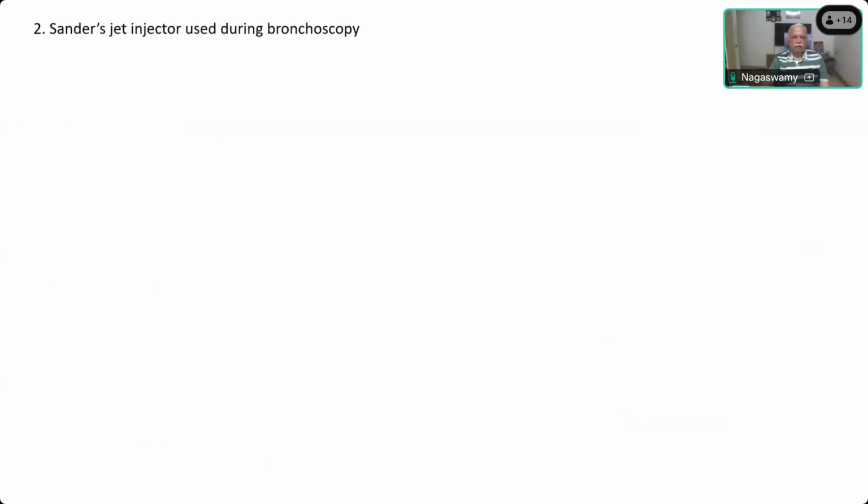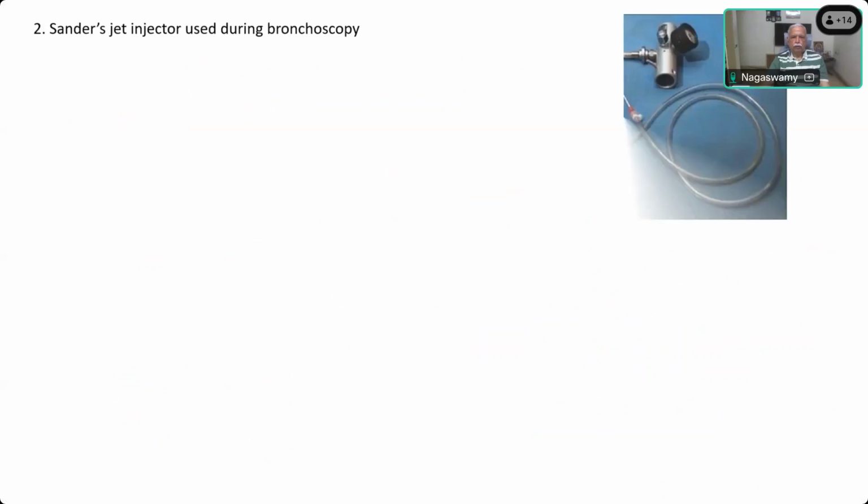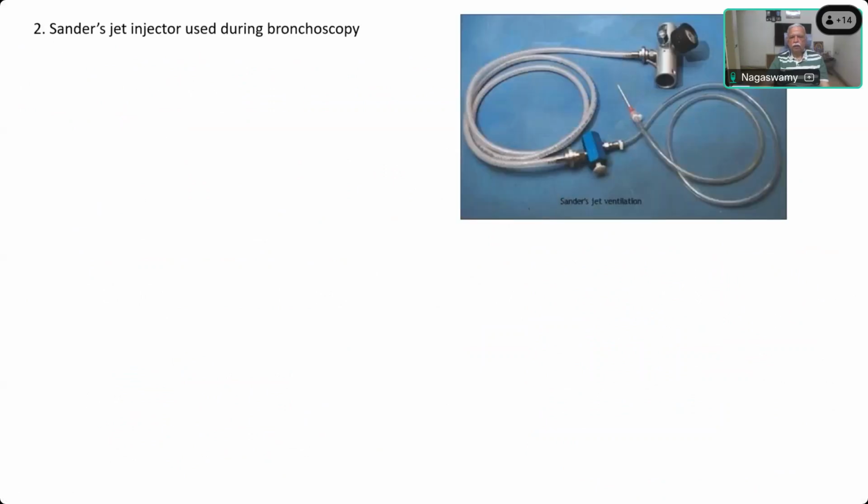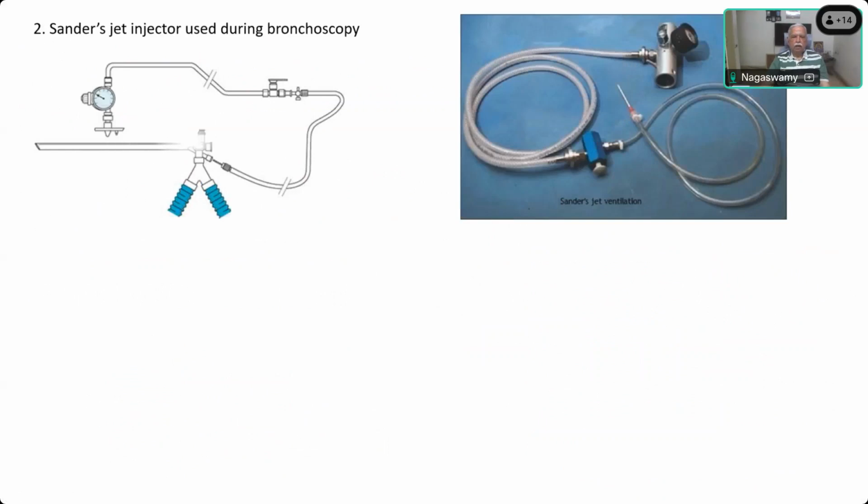Then there is the Sanders jet injector used during bronchoscopy. This is the equipment that most of you, I don't know whether you have seen or not, used in the ENT theaters or in the pulmonology department. This needle shown here has to be attached to the bronchoscope here, and there is a control lever. There is a source of gas or oxygen coming at a high pressure. Once you inject this, air is entrained through this gap here, and the volume goes in, which can be used to ventilate the patient during surgery.